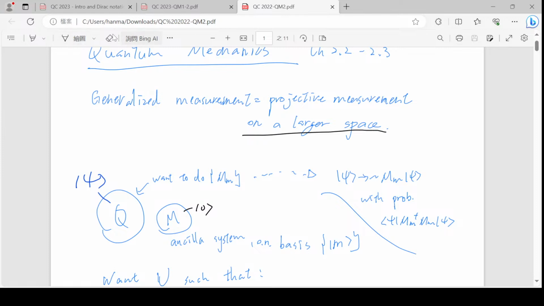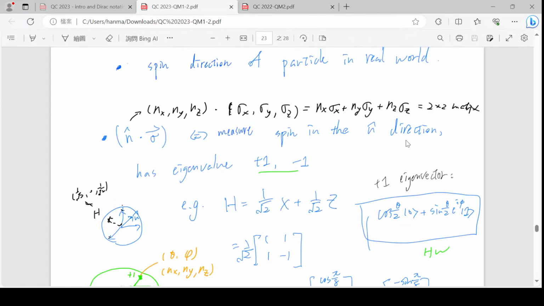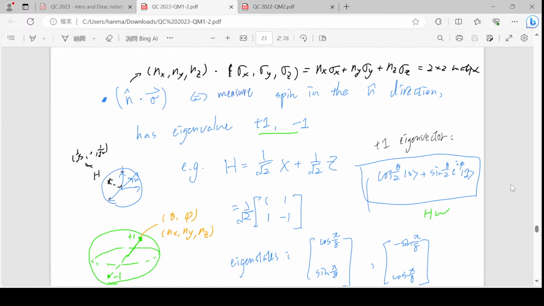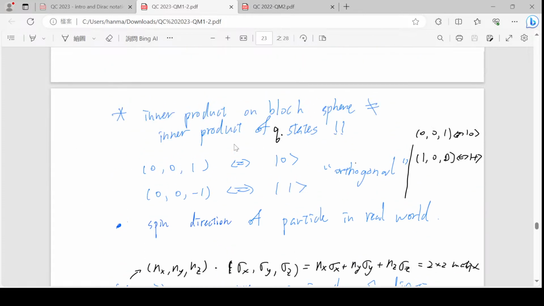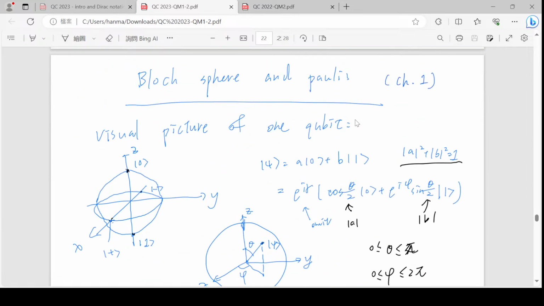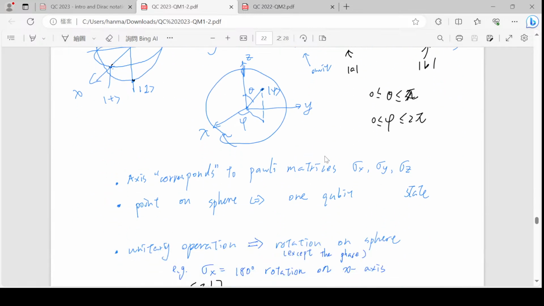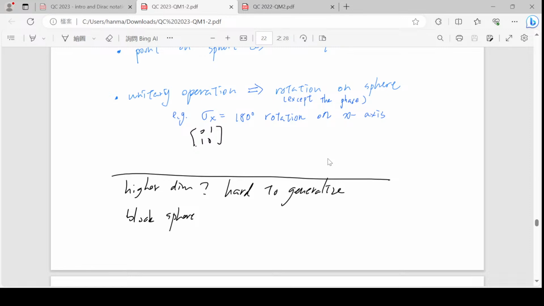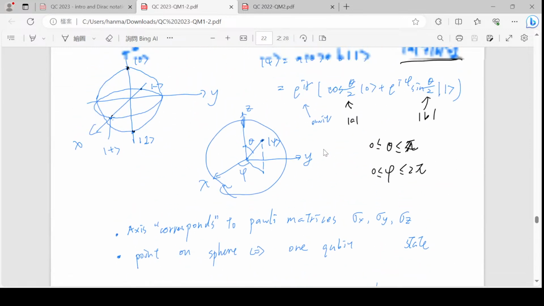This time we finish QM1. We talk about all the measurement. So we have something extra: we also talk about this Bloch sphere interpretation of one qubit. It's a nice way to see more structure about the Paulis.